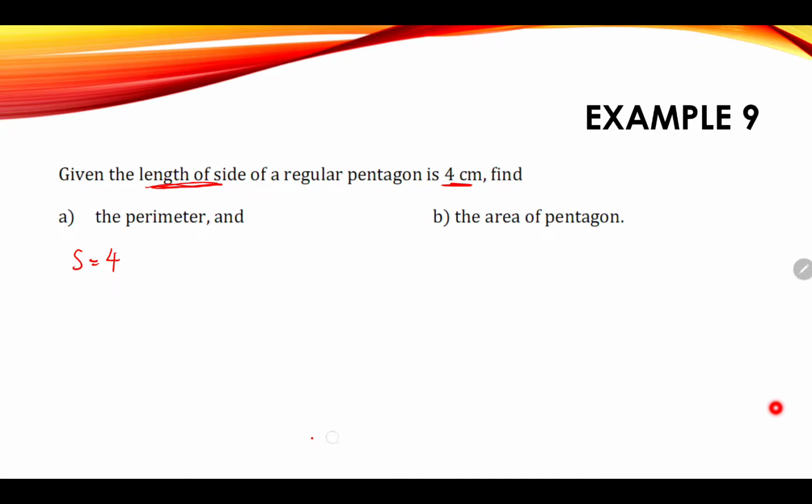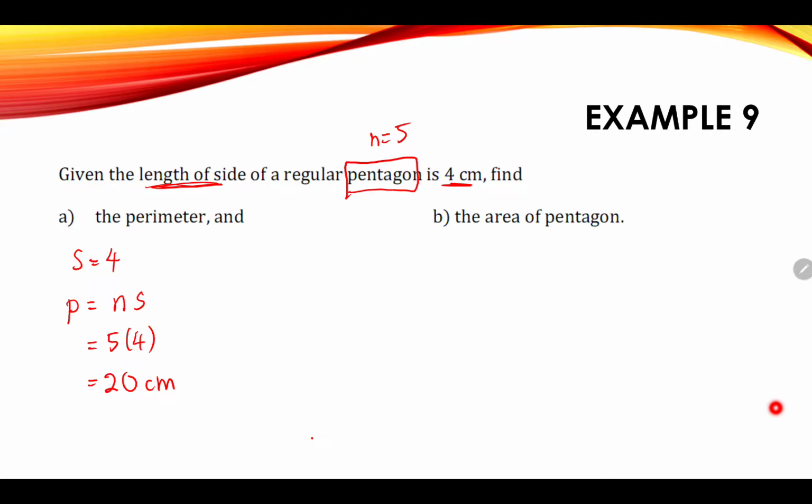So to find the perimeter, we use formula P equals NS. So N, berapa N? Sebab dia pentagon. So pentagon N equal 5. 5 times 4. So perimeter dia 20 cm. Question B, nak cari area. So kita ada dua formula untuk area.